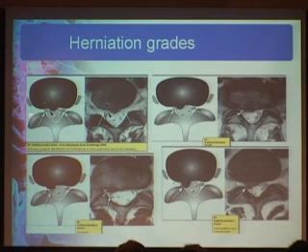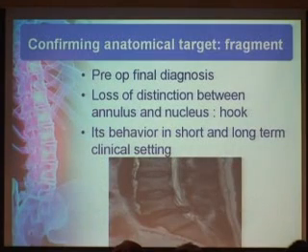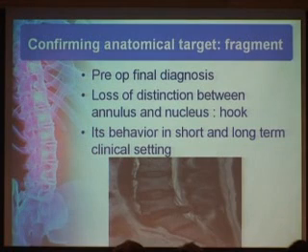Whereas, and mind you, all these images, the patient may be asymptomatic. The patient may not have any symptoms. What gives the symptoms is the chemical irritation and the inflammation, which is obviously not seen in the MRI. Now what we do is, we confirm that our target is this. Our target is the fragment which has come out of the annular tear and is sitting next to the nerve, giving rise to chemical irritation and inflammation.